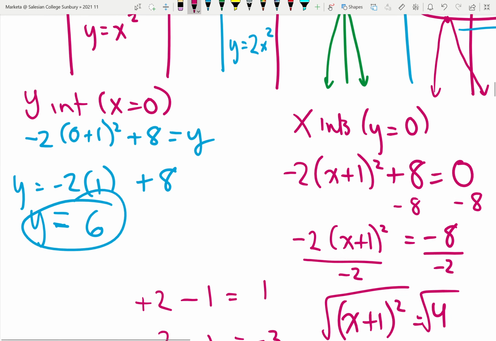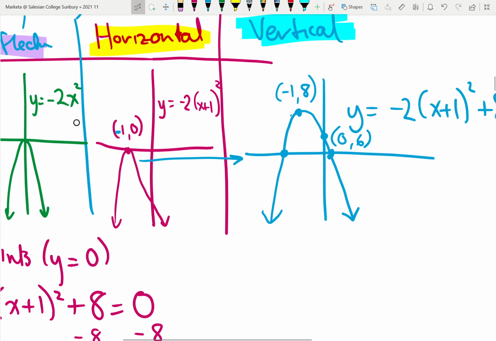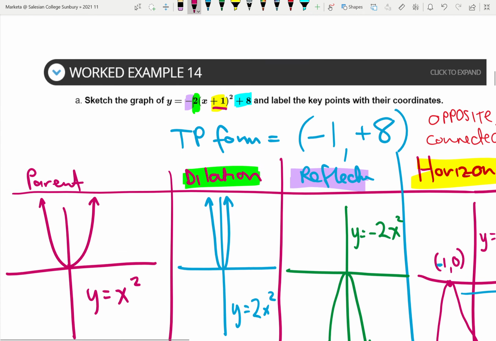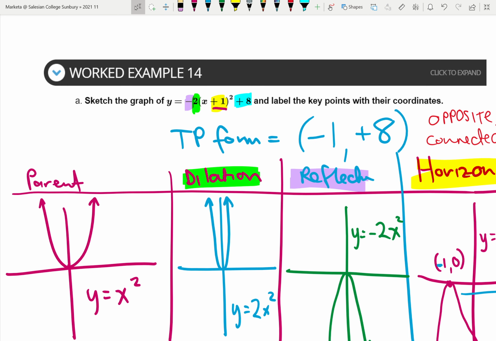So as we saw when we drew it there with our positive y-intercept, we have a positive and a negative x-intercept. So what were they? (-3, 0) and (1, 0), and again I'm writing them as coordinates. So there is our graph from turning point form that we have been able to do using the table of transformations and then just finding the intercepts.